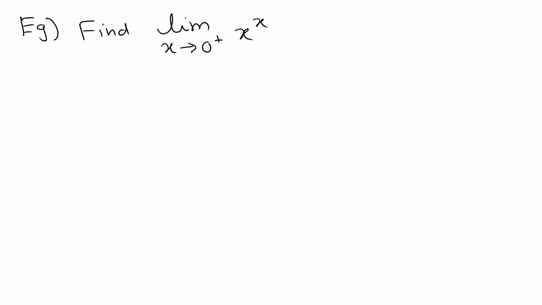So we can follow those 4 steps. The first one is we let y equal x to the x. That's the first step. And the second step, we take the natural log, we just say ln, of both sides.